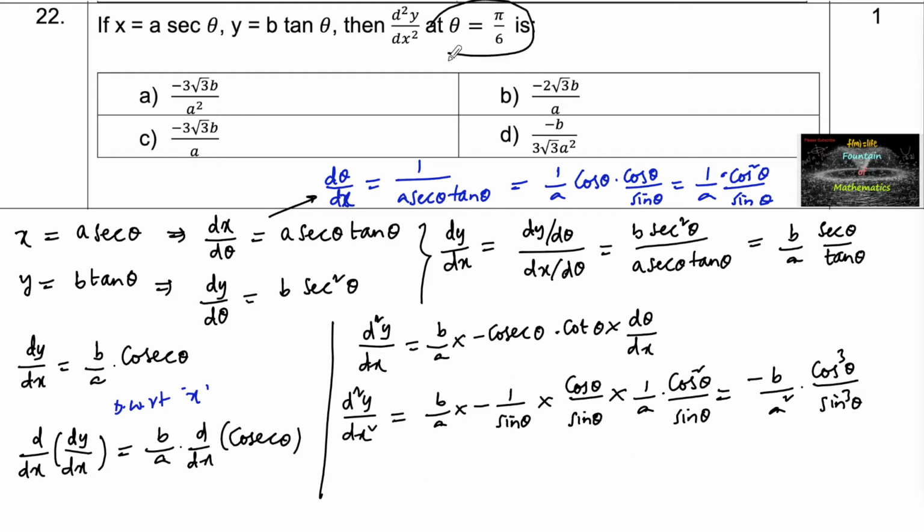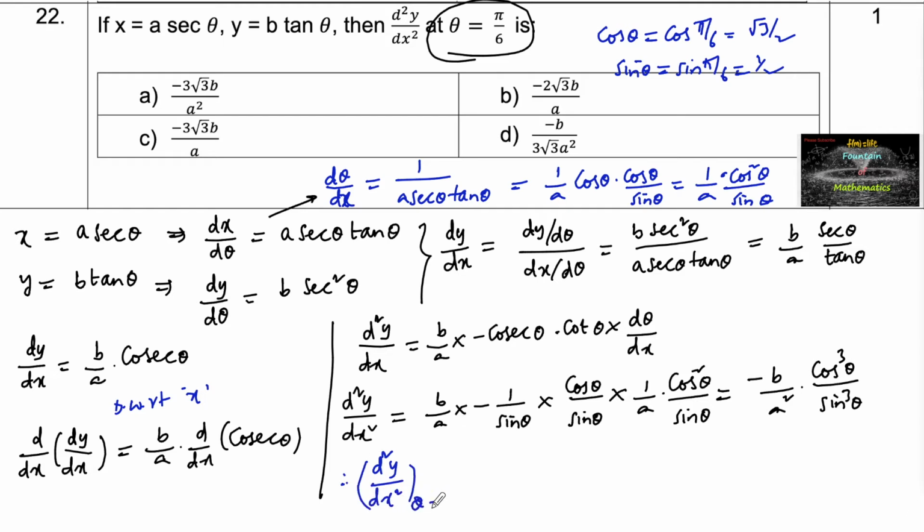And since theta is equal to pi by 6, we have cos theta is equal to cos pi by 6, that is root 3 upon 2, and sin theta is equal to sin pi by 6, that's 1 upon 2. Let us substitute here. Therefore d square y by dx square at theta is equal to pi by 6 is equal to minus b upon a square, cos cube theta is root 3 by 2 whole cube, sin cube theta is 1 by 2 whole cube. So whereby we can write root 3 whole cube is 3 root 3 upon 8 divided by 1 by 8, into minus b by a square.